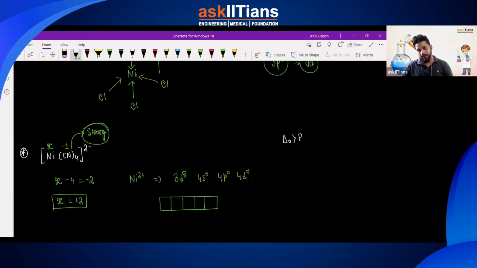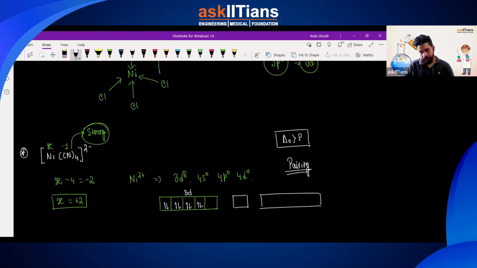So as the delta is greater than pairing, that means, guys, we would not make the jump, we would go for pairing, correct? So 8 electrons, if I go for pairing, how would it look like? 1, 2, 3, 4, 5, 6, 7, 8. There'll be no unpaired electrons, right? They'll be all paired up, correct? So as a result, there'll be a vacant d orbital here, guys, in 3d. Then I have 4s orbital, then I have 4p orbital.